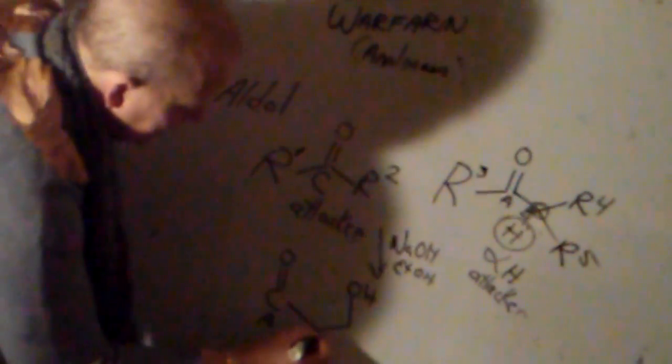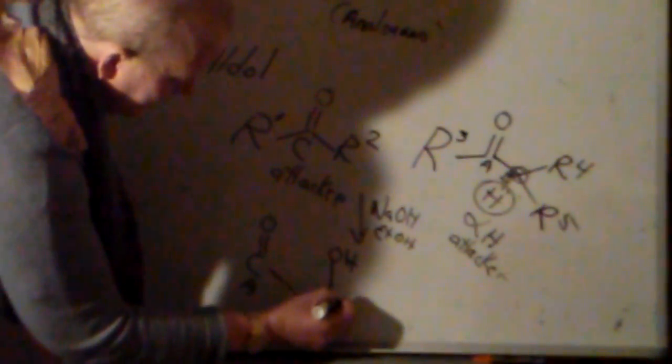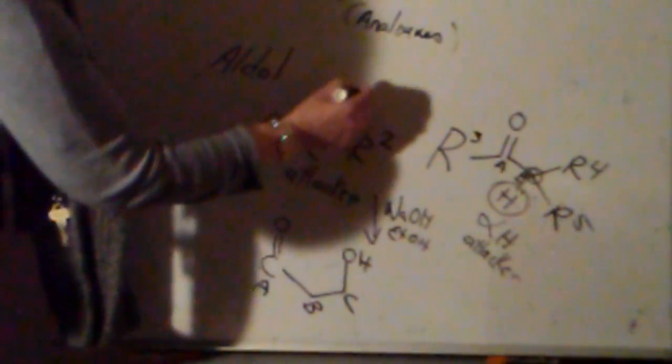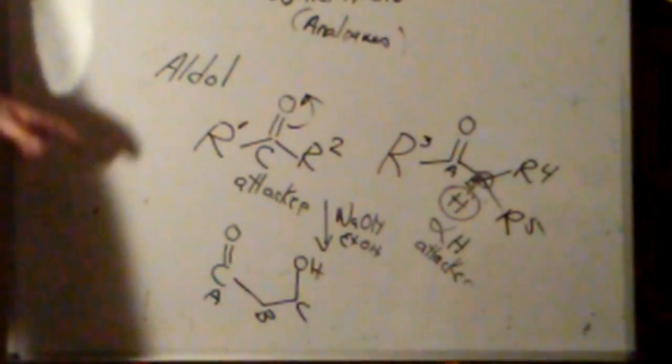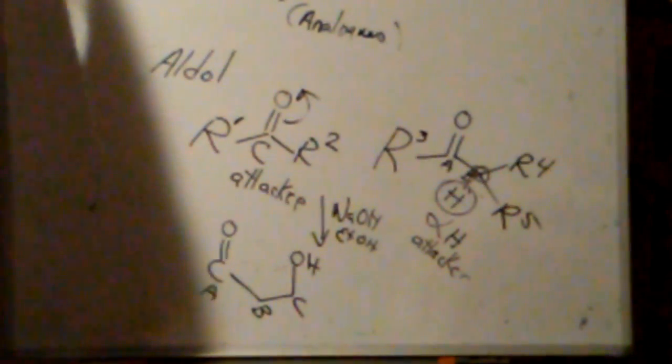And I'm writing it backwards. This is A. A is sort of like a facilitator. B is the one that attacked. C got attacked, and when it got attacked, it got reduced down to an alcohol. And we're going to do the mechanism in a second. That's the frame of any aldol. All aldols give that ABC structure.